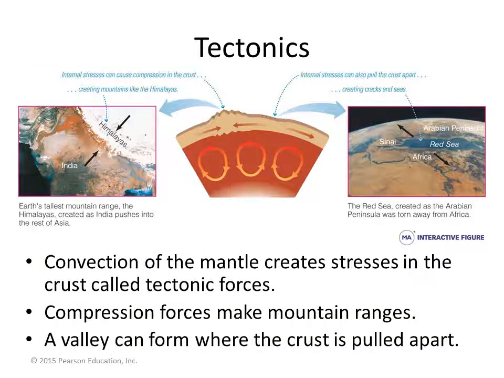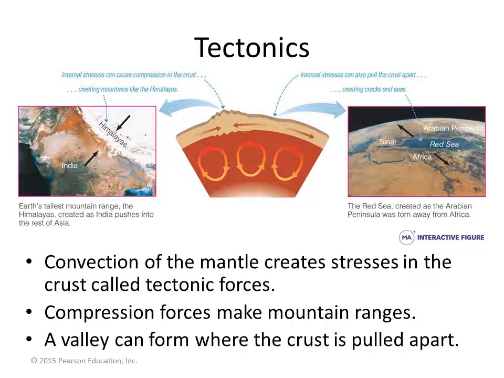Tectonics involves the movement of some part of the Earth's crust, possibly due to convection or conduction of material deep within the mantle. So convection of the mantle creates stresses in the crust, and that's called tectonic forces. Compression will sometimes force mountain ranges together, and of course a valley, or rift valley as it's called, can form where the crust is pulled apart.